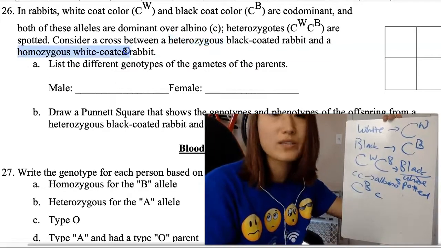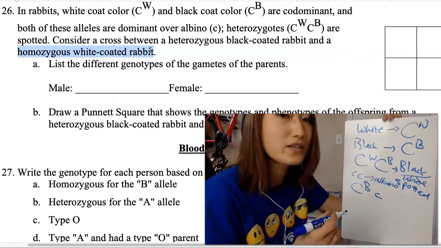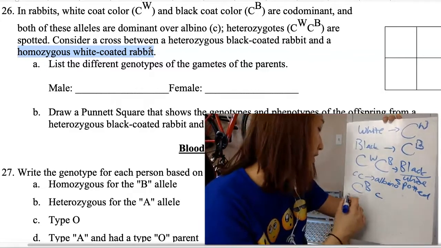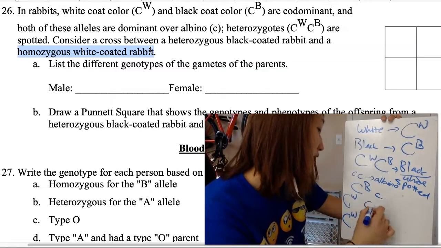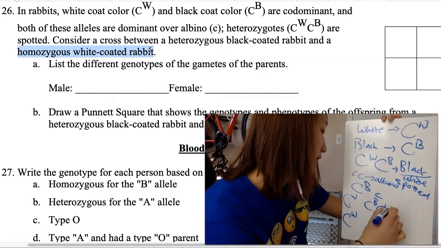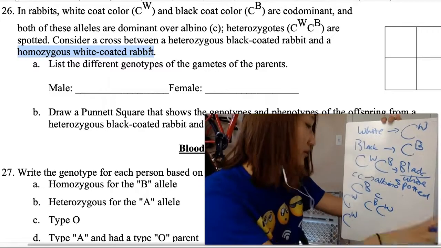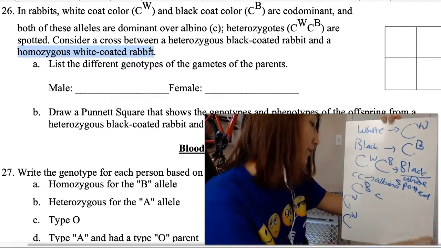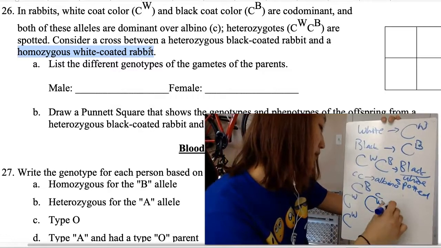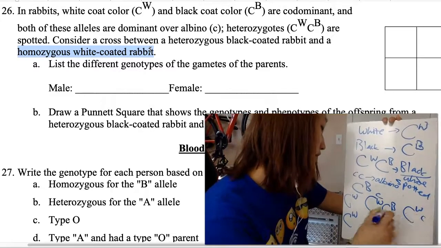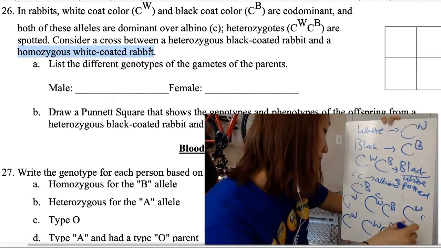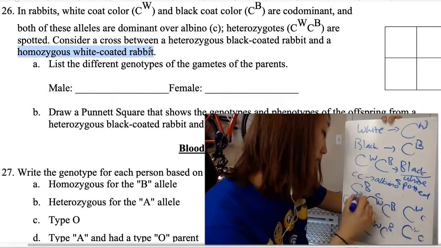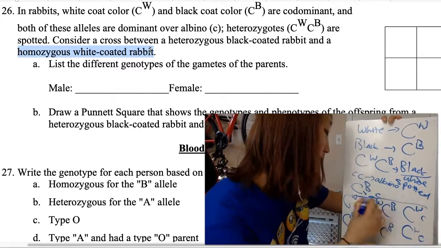And a homozygous white coat rabbit. So it says it's homozygous. White coat is CW. So that means you have CW and CW at the same time. Now we fill out the Punnett square. CW, CB. CW, little c. CW, CB. CW, little c. These Punnett squares got really wide real quickly, right? So this is your Punnett square.